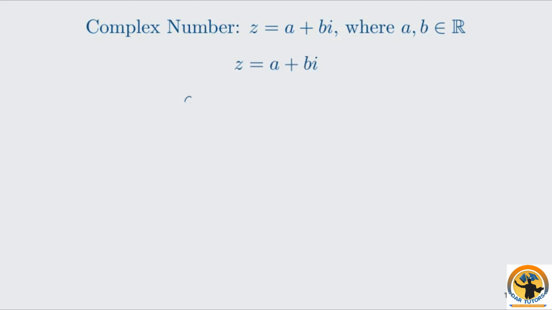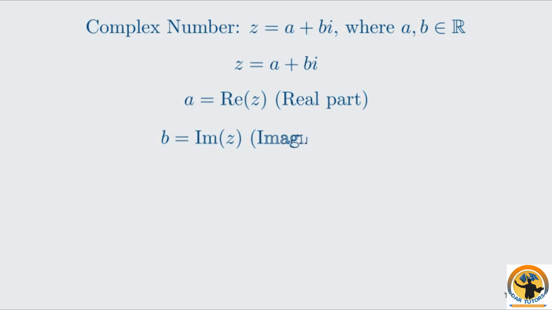For a complex number z = a + bi, we use the notation Re(z) for the real part a, and Im(z) for the imaginary part b. It's important to remember that the imaginary part b is a real number.